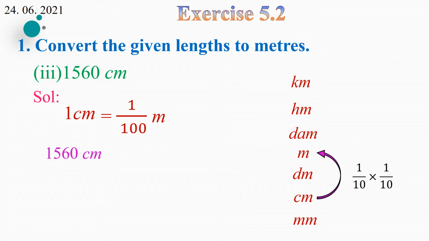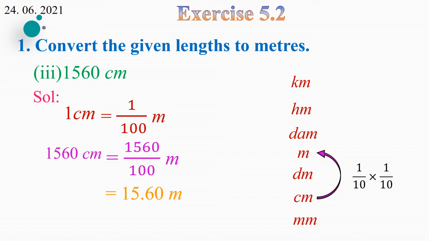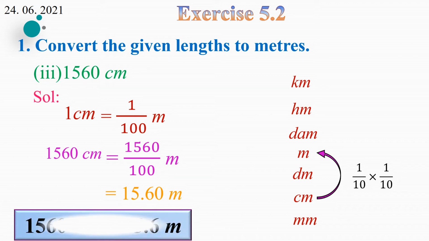The question is 1560 centimeter. Now substitute the value. We get 1560 by 100 meter. Here the decimal point moves 2 places to the left. So we get the answer is 15.60 meter. Therefore 1560 centimeter converted to meter, we get the answer is 15.6 meter.